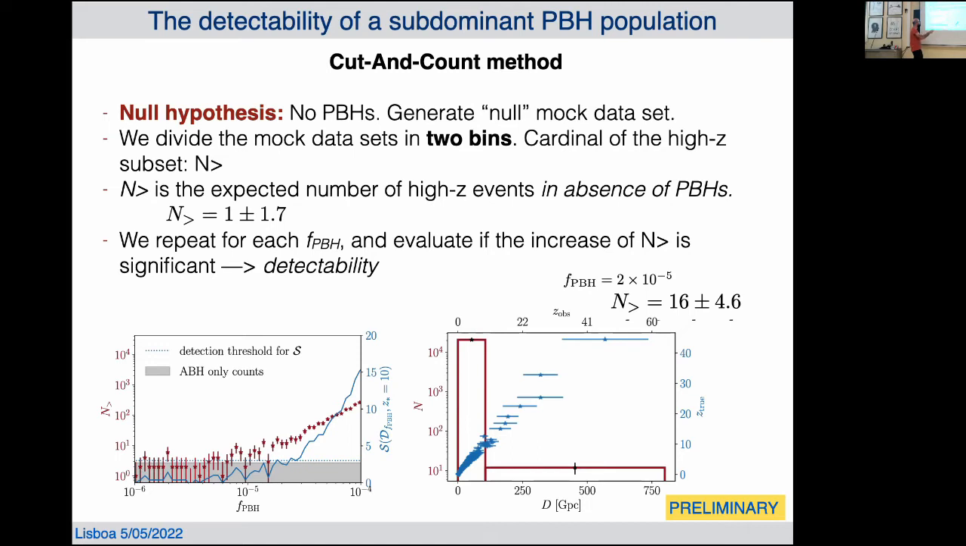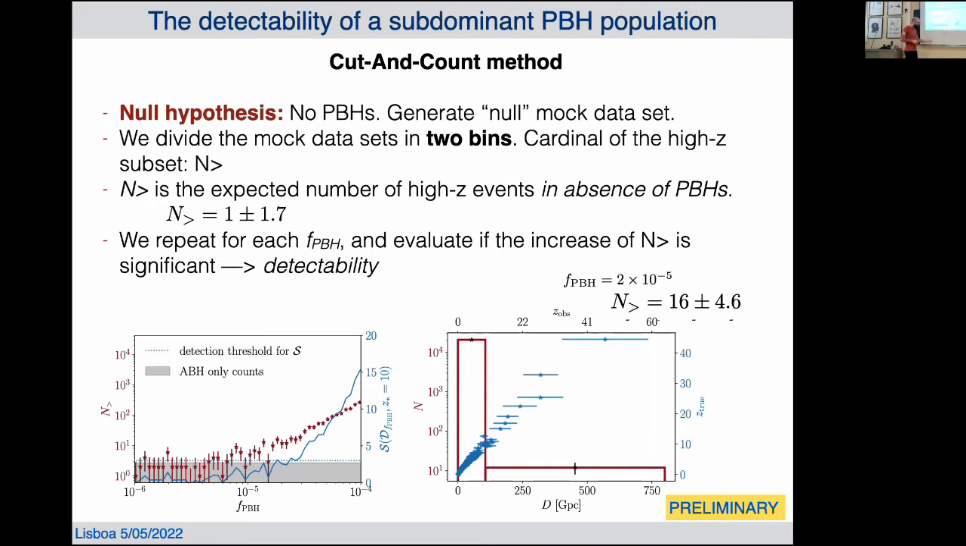Because you would have an anomalous rate of events in the high redshift bin, you can clearly detect it. So you would have detectability already starting from 2 times 10 to the minus 5 in terms of FPBH, the fraction of dark matter in the form of PBHs. And if the fraction is as large as 10 to the minus 4, which is still very low, this method would be very powerful. So you would have a significance way above 10 sigma.